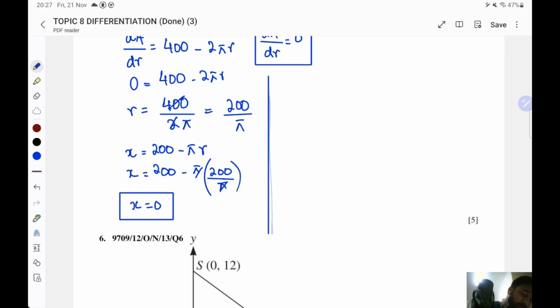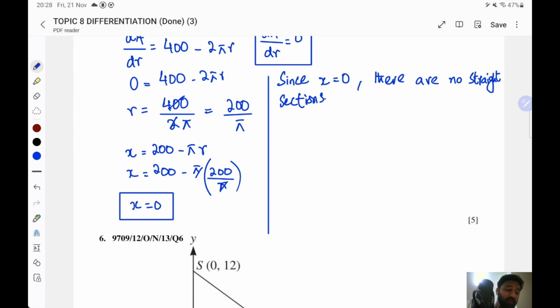It's very clear, since x is equal to 0, there are no straight sections.